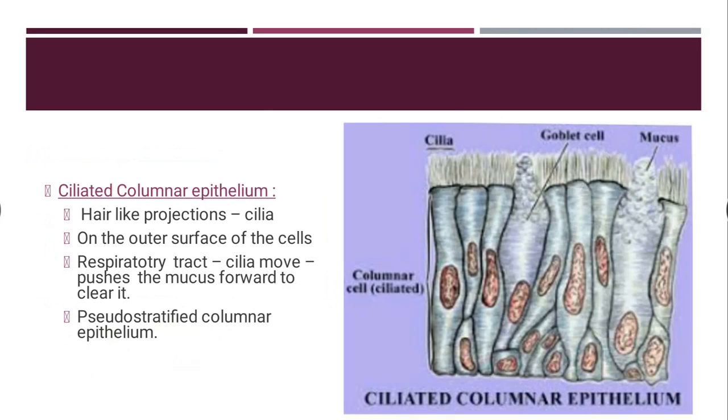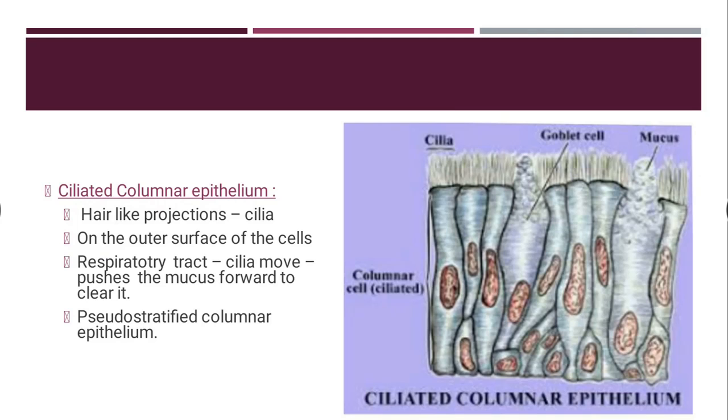Next is the ciliated columnar epithelium. Here we can see hair-like projections or cilia on the outer surface of the cells. These cilia can move, and their movement pushes the mucus which is formed in the goblet cells forward to clear it from the respiratory tract.